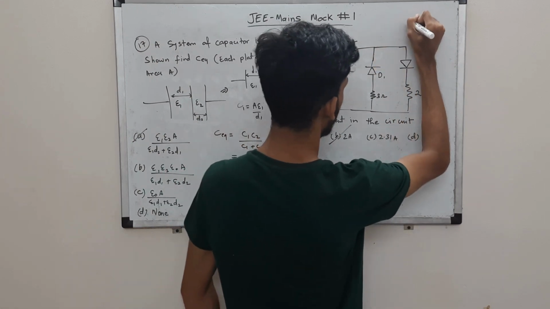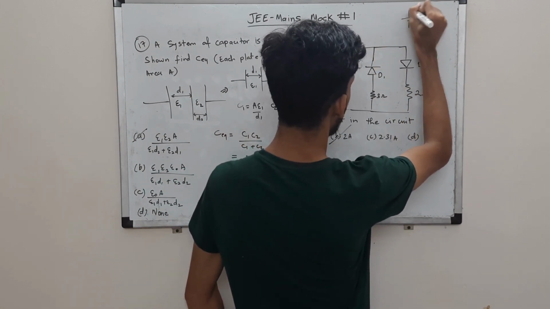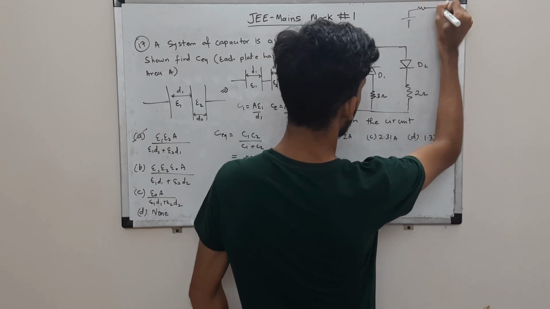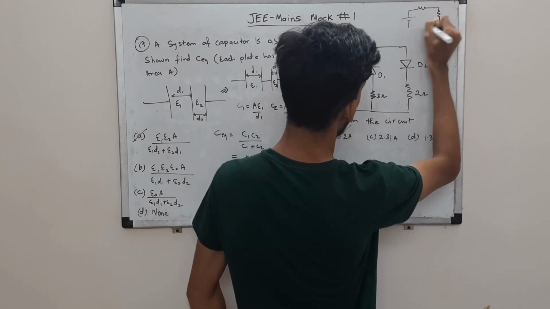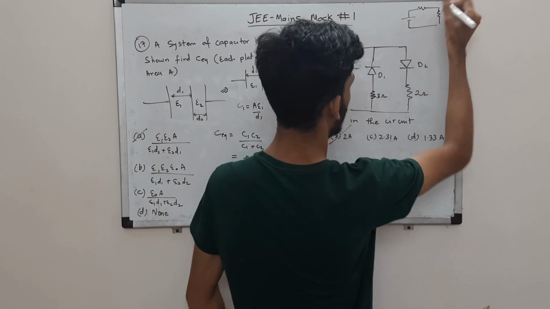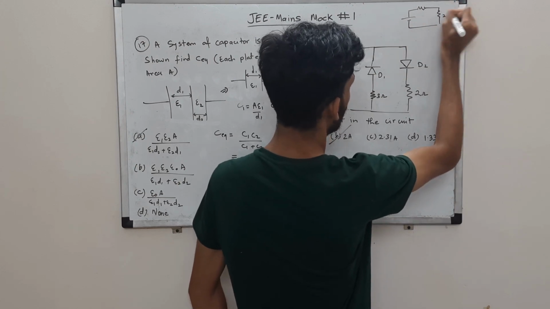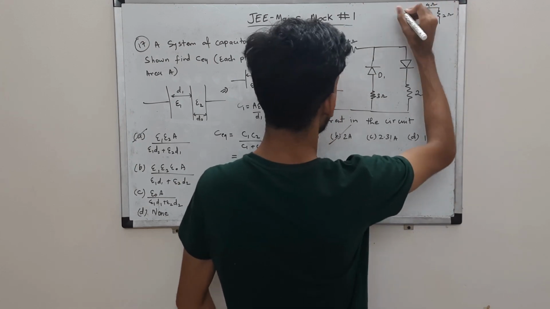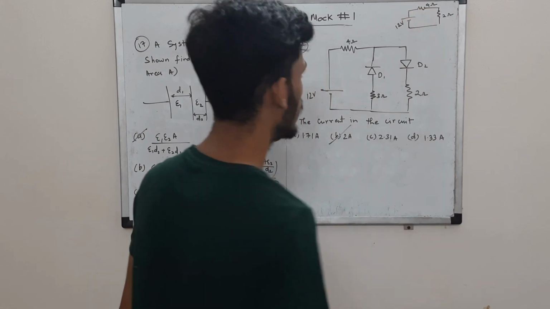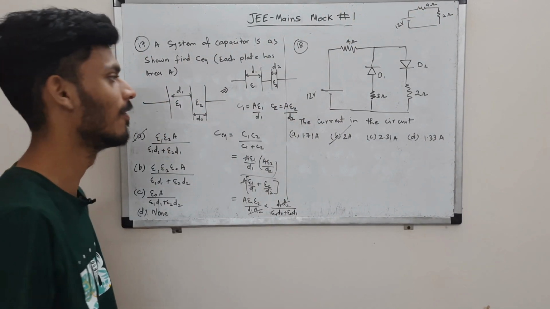So the simple circuit that we have is this one: 12 volts battery, 4 ohm resistor, and then we have this resistor of 2 ohms. This diode will conduct. We are supposed to consider it as an ideal diode, zero resistance, and we have a 12 volt battery. Now that is a very simple circuit.